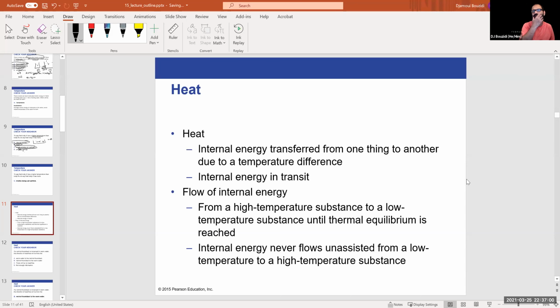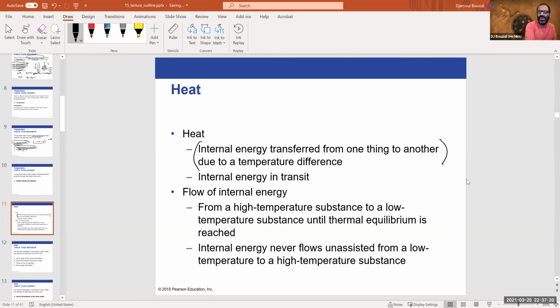Heat is an internal energy transferred from one thing to another due to a temperature difference. So basically heat is an exchange of energy. This definition is not quite right, okay?